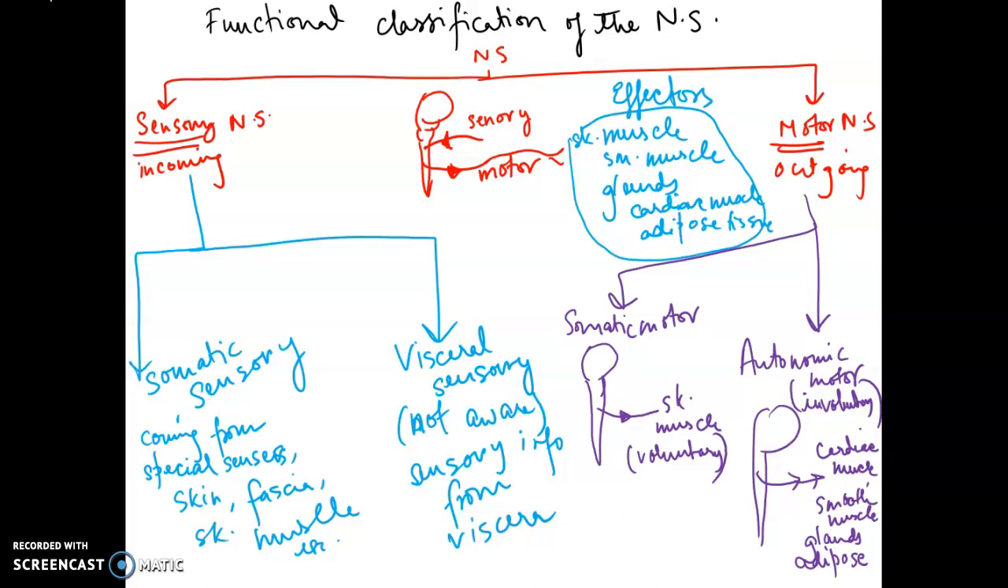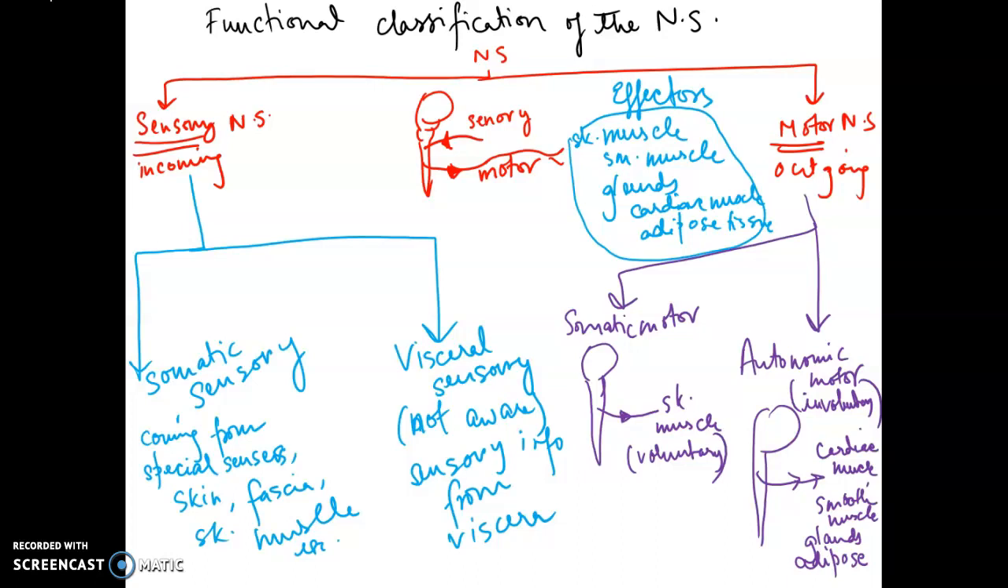So we have smooth muscles in our GI tract, which are innervated by the autonomic nervous system. And the autonomic nervous system signals the GI tract to contract and relax so the food can get digested and the food moves through our GI tract. Similarly, your glands are controlled by the autonomic nervous system and also adipose tissue.